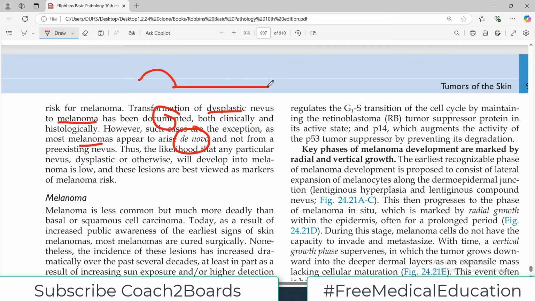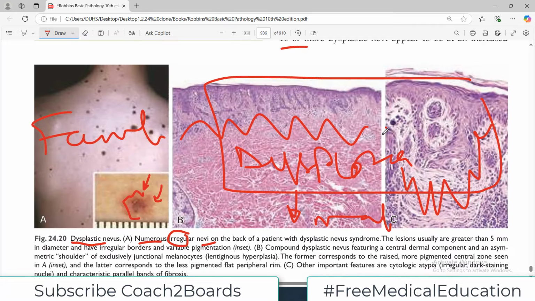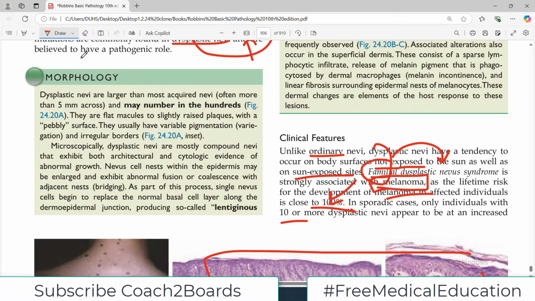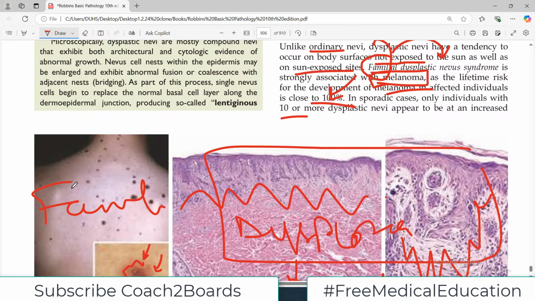It's not usually converted from something else. Okay, thus the likelihood that any particular nevus, dysplastic or otherwise, will develop into melanoma is actually overall low. All right. Okay, so now let's spend a minute on the morphology. Dysplastic nevi are larger than most acquired nevi and may number in hundreds. So that's one of the clinical features. So you see there are so many of them.